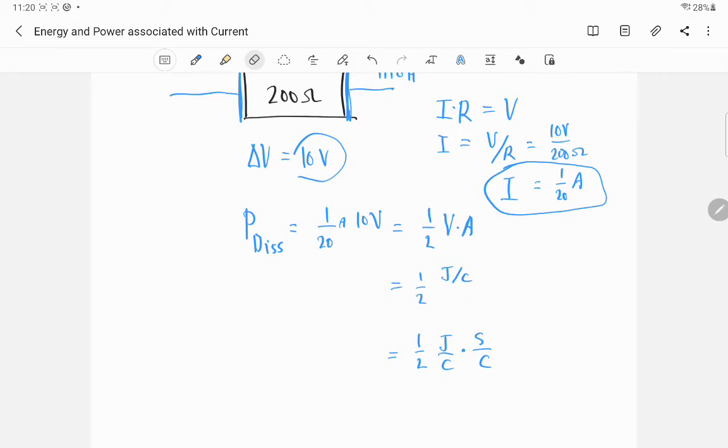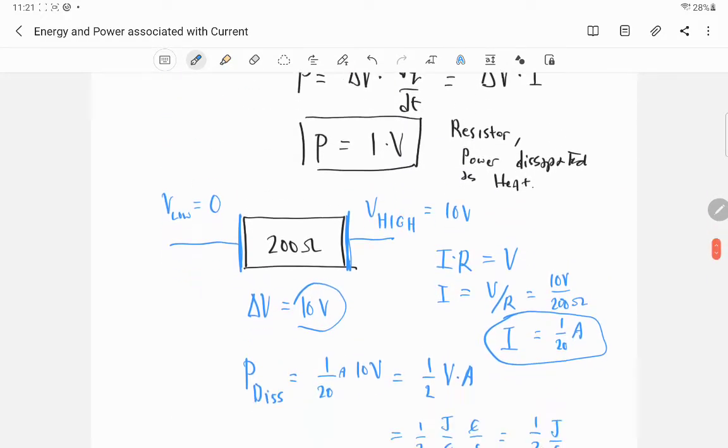So the volt is a joule per coulomb, and the amp is a coulomb per second. So this is 1/2, and the coulombs cancel. I get joules per second. And a joule per second is the definition of the watt. So I just calculated the power dissipated.